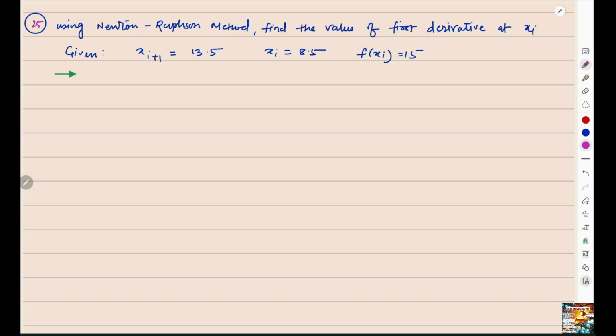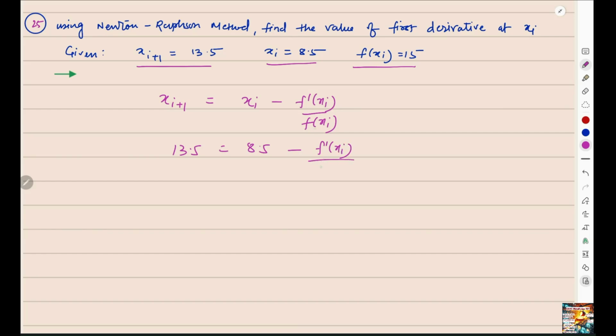This question is from the Newton-Raphson method. Find the value of the first derivative at xi given that xi plus 1 equals 13.5, xi is 8.5 and f of xi is 15. So this is directly a formula based question. The Newton-Raphson method is xi plus 1 equals xi minus f of xi divided by f dash of xi. On substituting the values we get 13.5 equals 8.5 minus 15 divided by f dash of xi, which we have to determine. After calculating f dash of xi, we will get minus 75 as the correct answer for this question. Move to the next question.